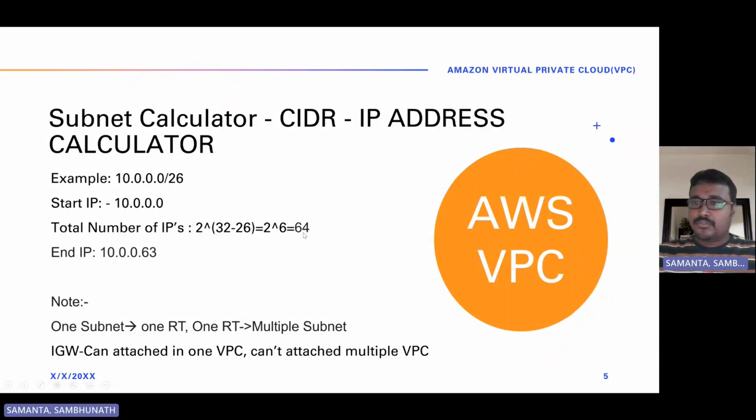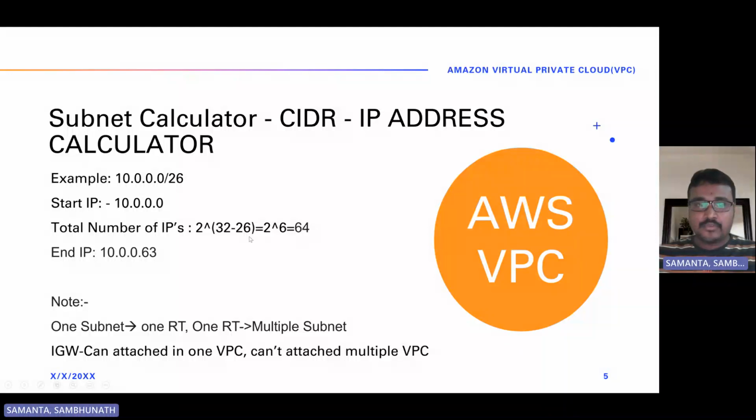I hope this is clear, right? 2 to the power 4 means 2 into 2 into 2 into 2, 4 times 2, which means 16. You got it, right? That calculation will happen. And what could be the end value, right? The end value is based on how many IP addresses we are creating here, right? 64 minus 1 is the last number of your end IP address. Suppose you are starting at 10.0.0.0, and the last octet would be 64 minus 1, like 63. This is your last IP address. Okay, I hope this got clear, right?